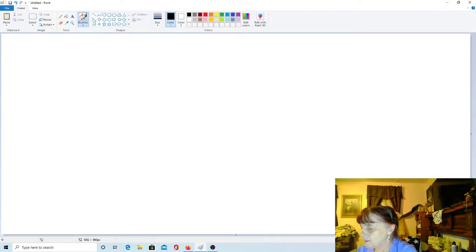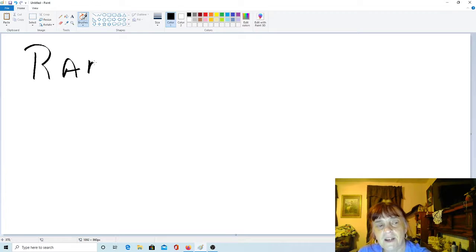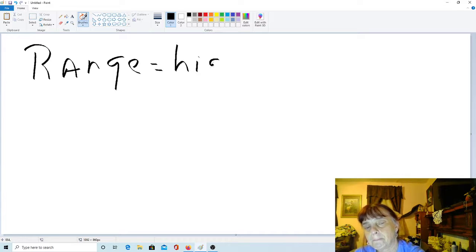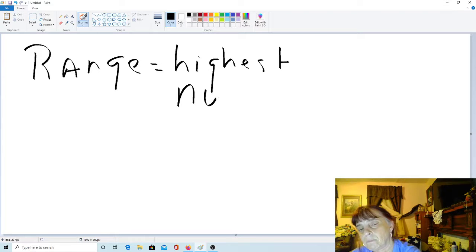And another topic is called the range. The range is the highest number minus the lowest number.